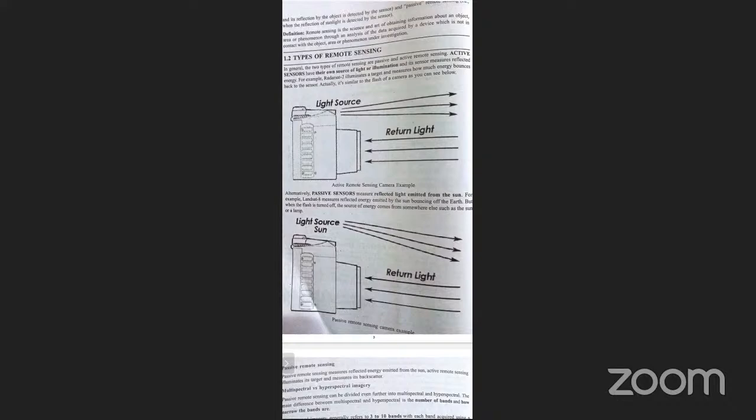So here it is absorbing, and at the same time it is emitting the same. Based on the source of energy, it will come from somewhere else, such as the sun or a lamp or whatever it is. In passive remote sensing, it measures the reflected energy emitted from the sun.